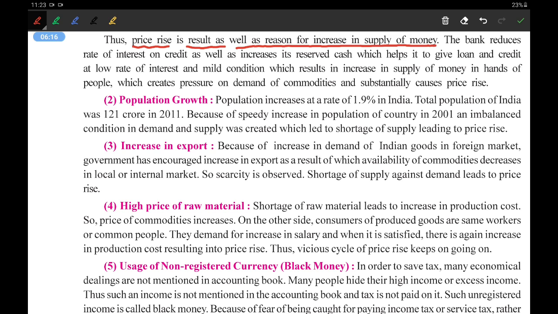Due to the price rise, more money is put into the market. At the same time, due to price rise, it is one of the reasons why the market has to put more money. The bank reduces the rate of interest on credit as well as increases its reserve cash, which helps to give loans. See, what does the bank do? They decrease the rates. Reduce means decrease the rate of the loans, and at the same time due to that they increase their reserve cash. The cash which the bank keeps with them is increased, and due to that they have started giving loans and credit to the people at low rate and mild condition, which results in increase in supply.